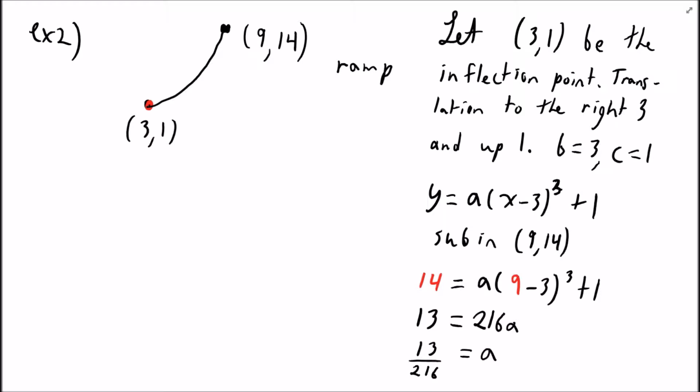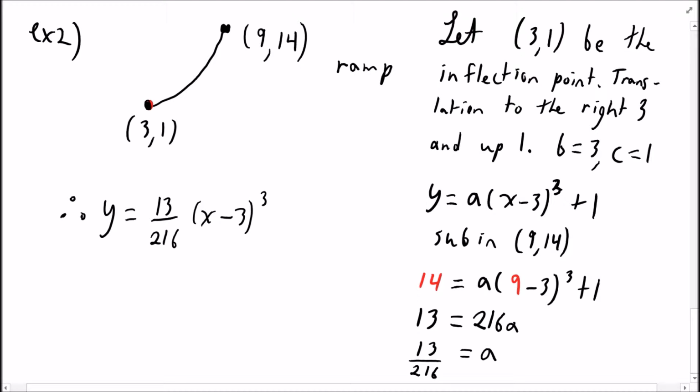Now you can check to see if this will simplify, but if you put it into your calculator, you'll see 13 does not go into 216 at all. So that's fully simplified. So therefore, y equals 13 over 216 x minus 3 cubed plus 1. So we've created a cubic that goes through the points 3, 1 and 9, 14, and it's curving the right way. So remember, this time it's positive, and normally a cubic looks like this. We've kind of modeled this side over here somewhat.